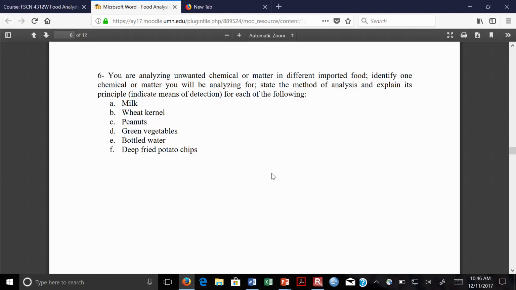So I say indicate means of detection. So is the detection going to be mass spectrometry? Is detection going to be absorption? Is the detection microscopy? Like many times you come under the microscope for extraneous matter. So you have to end your method with the detection. How did you detect it?